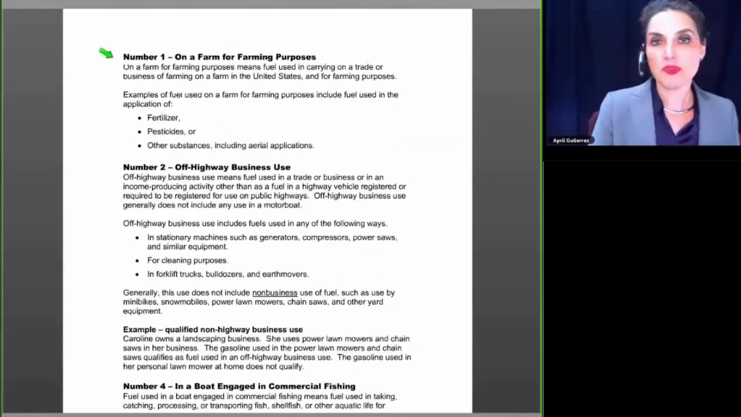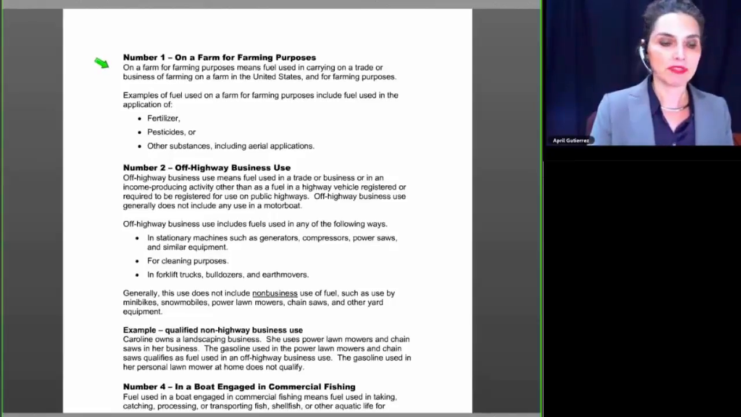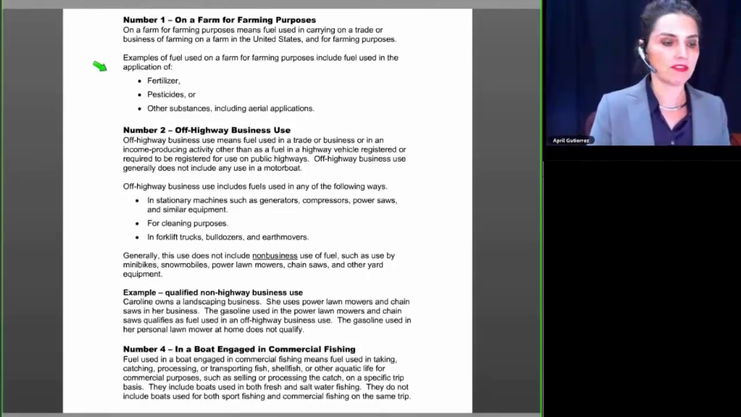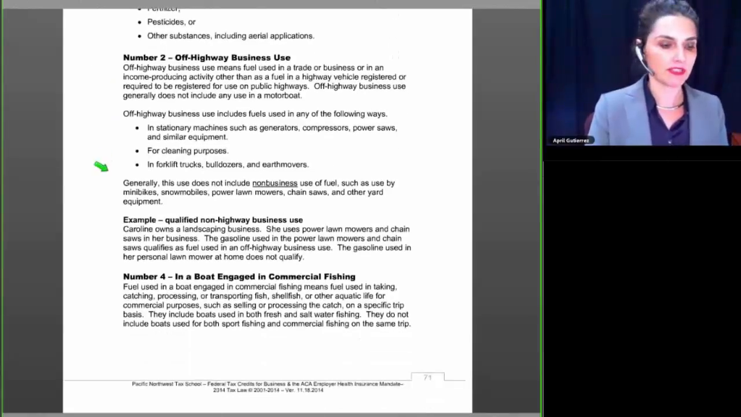So I'm going to look at a few of these in a little bit more detail, not all of them. I'd go numb if I looked at all of them, but I wanted to look at some of the rules that apply to a few of them so that you have a better understanding. Firstly, use number one, which is on a farm for farming purposes. On a farm for farming purposes means fuel used in carrying on a trade or business of farming on a farm in the United States and for farming purposes. Examples include fuel used in the application of fertilizer, pesticides, or other substances, including aerial applications.